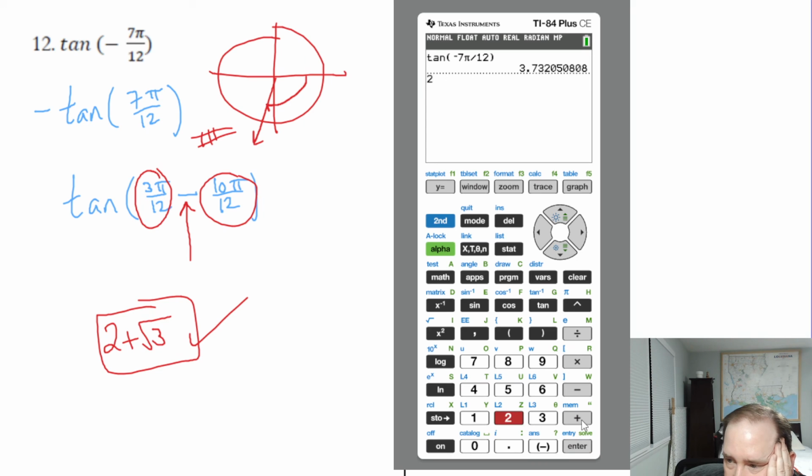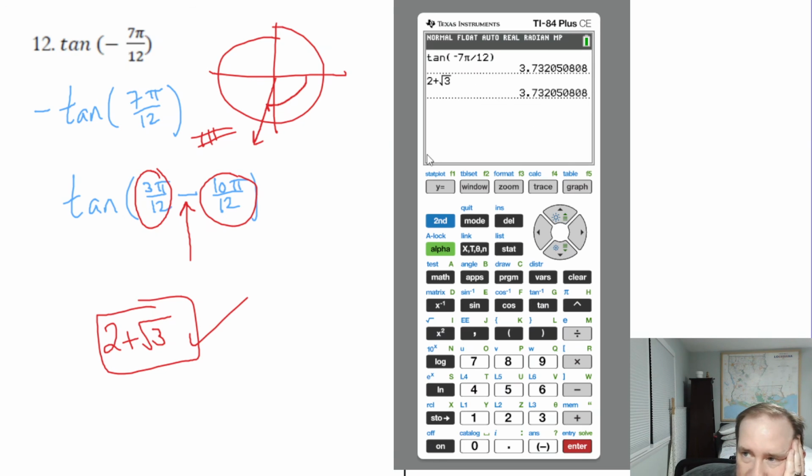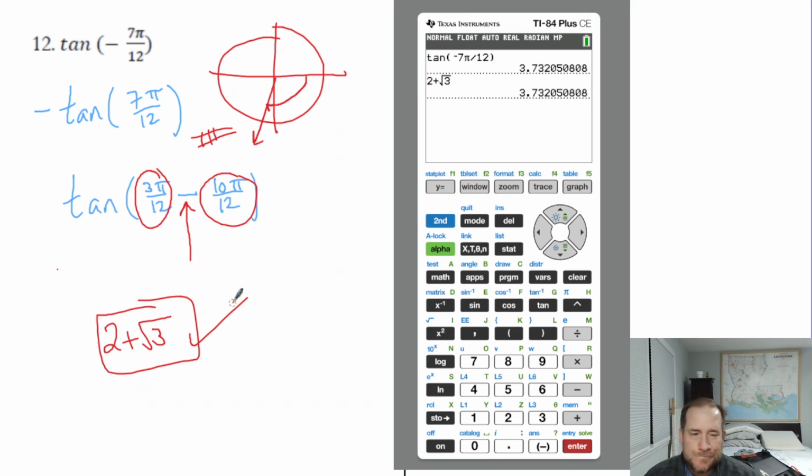That's going to be it. Did it. Did it without having to do it. So there you go. The answer should be 2 plus root 3. But do the math. You've got to know how to do the math. You've got to show your work. I'm done. Talk to me tomorrow if you've got questions.